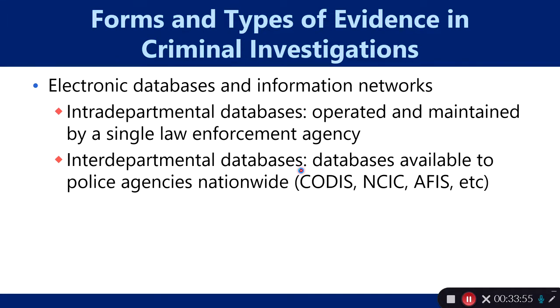Electronic databases, which I mentioned already, are great sources. We already talked about CODIS, that's your DNA database. You also have the NCIC, the National Crime Information Center. They are the ones that house everybody's criminal history. So if you want to know what criminal history someone has, you get it from NCIC. I think they have a GCIC as well in Georgia, which is the Georgia Crime Information Center. And then AFIS as well.